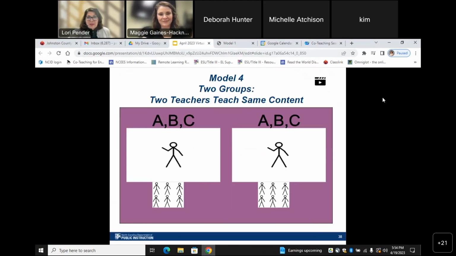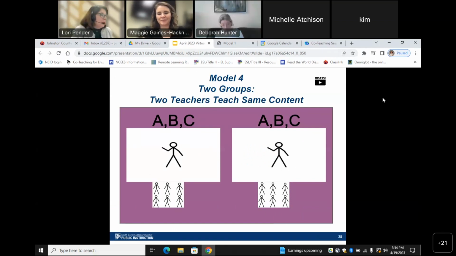All right, so let's debrief Model 4 then. Think about your I notice, I wonder notes that you have, and if you will put some of those in the chat box and we can talk about those.